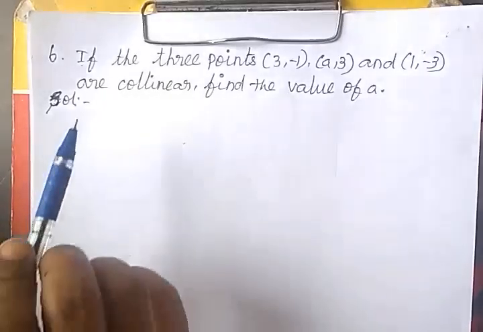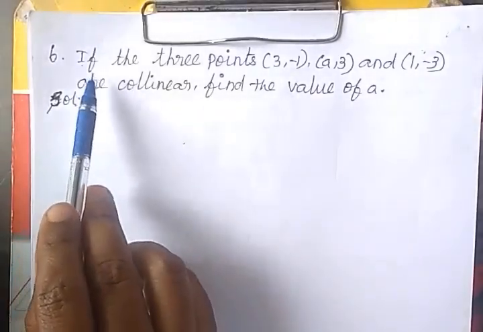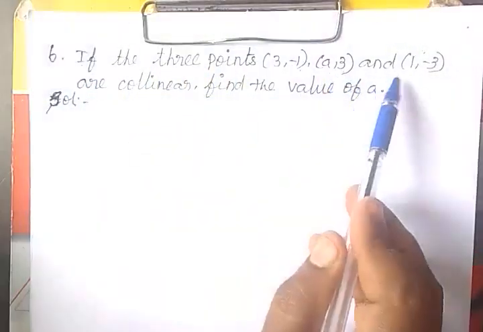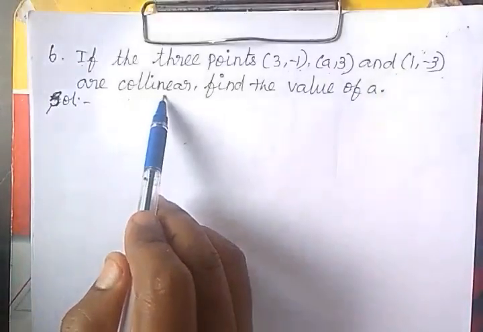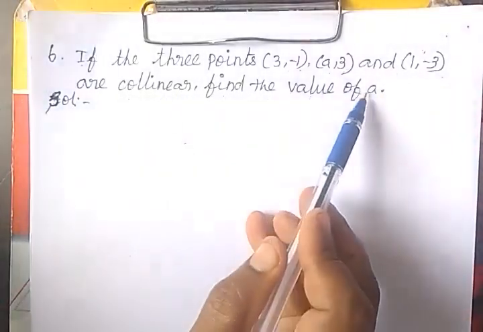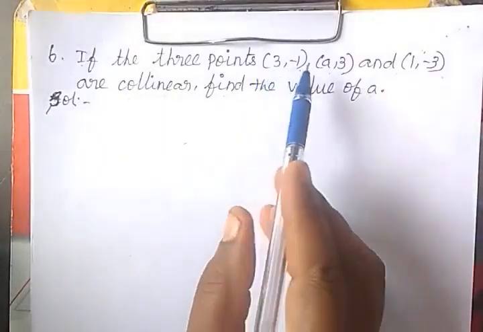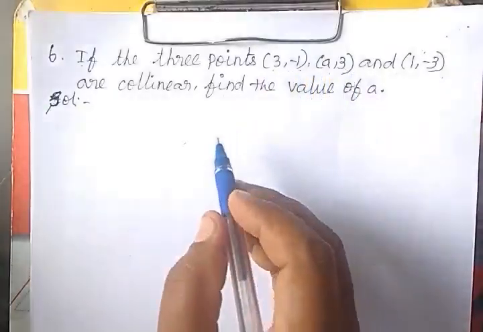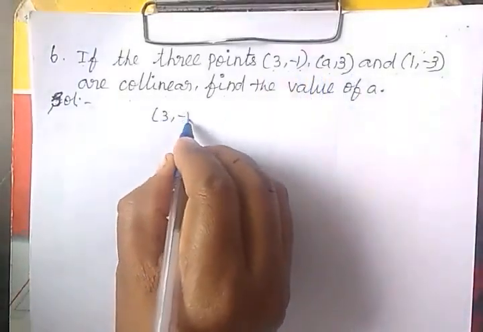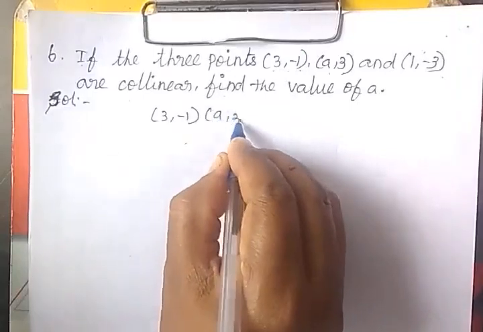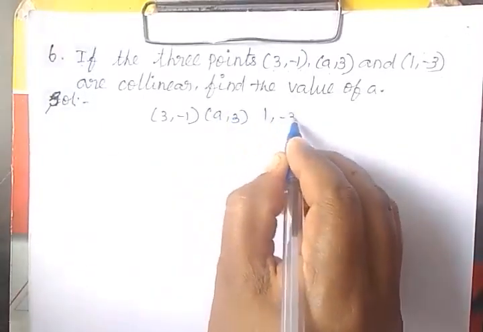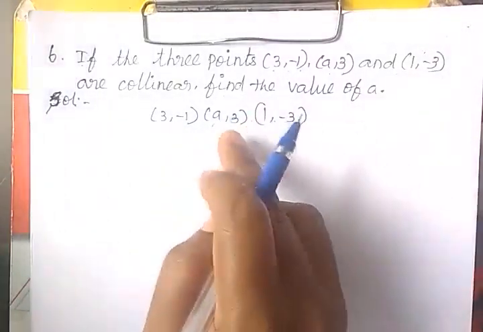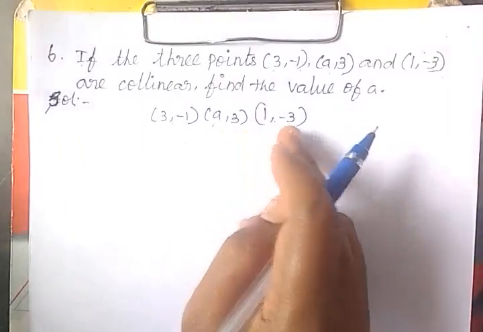The next question is the sixth question. If the three points (3,-1), (a,3) and (1,-3) are collinear, find the value of a. You know already that collinear points have equal slopes. So we take the points (3,-1), (a,3) and (1,-3). First we want to find the slope of two points, and next the remaining two points.